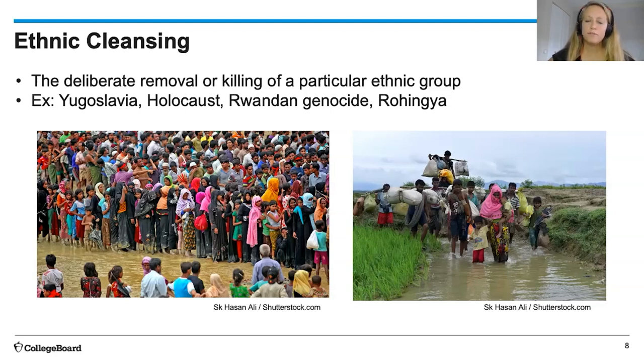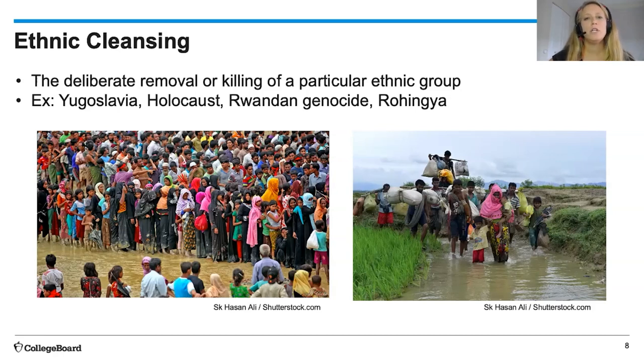Another that most of us are very aware of is the Holocaust, with the killing of the Jewish people, and the Rwandan genocide, where the Hutus were killing the Tutsis for the most part. The Rohingya is another more recent example to talk about, and that's what these pictures are of.